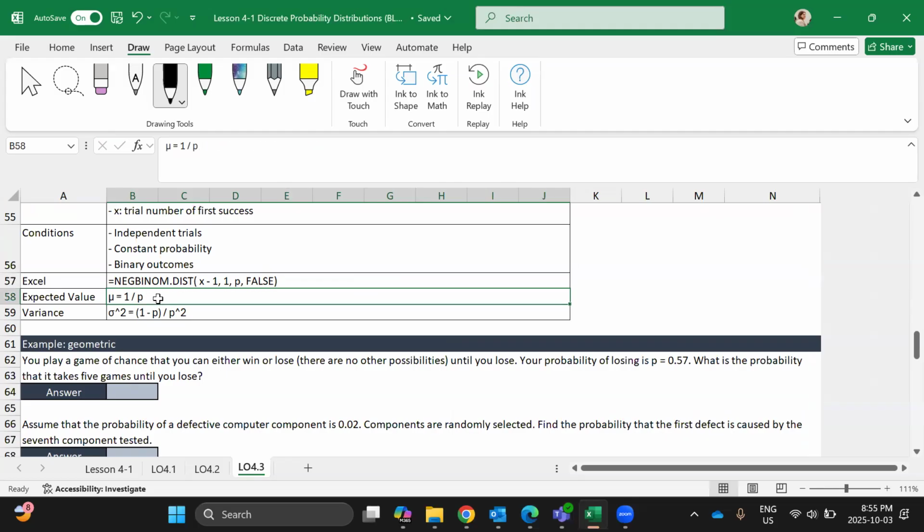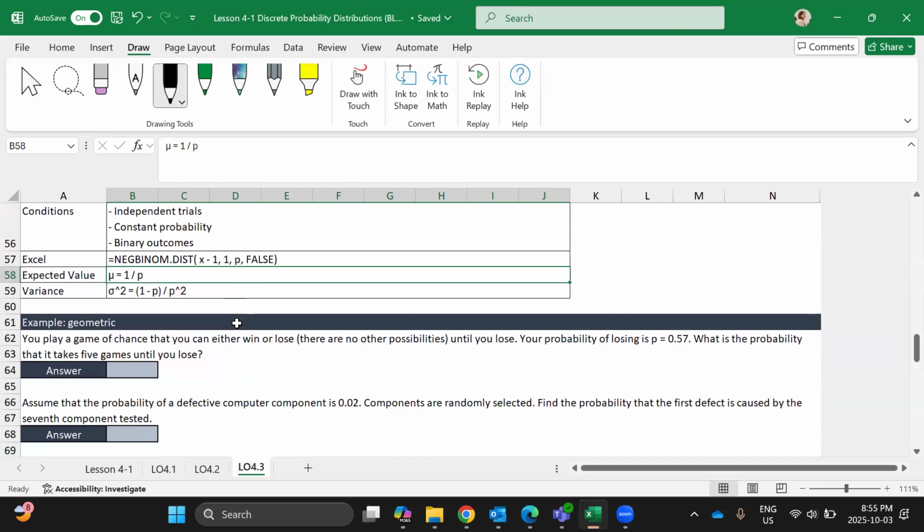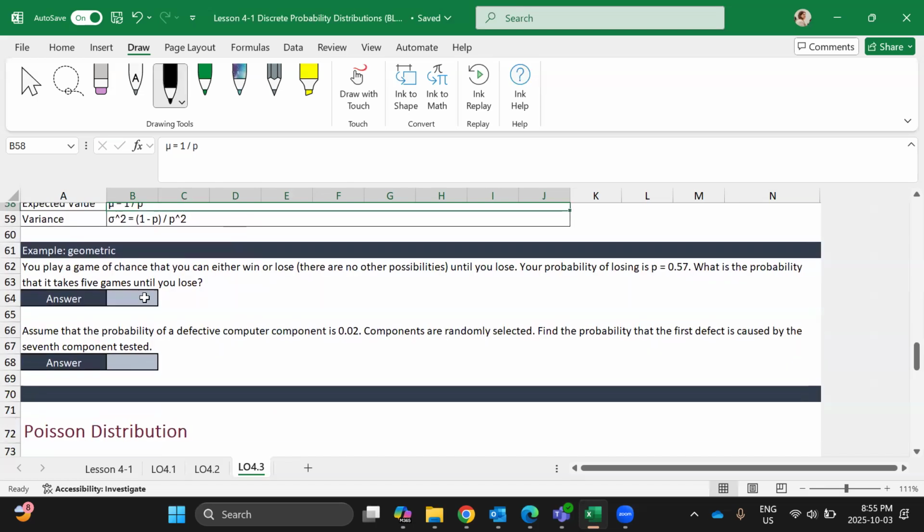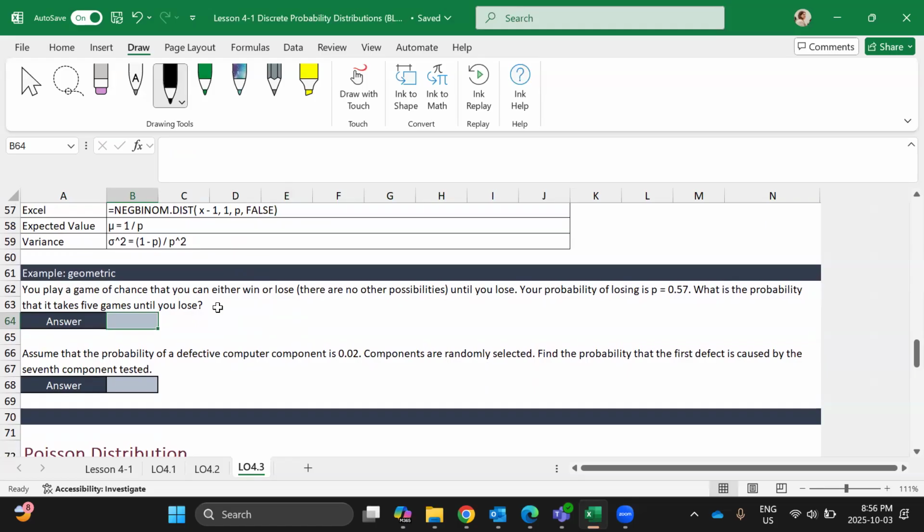There are shortcut formulas again for the expected value and the variance written here. The expected value is 1 over P, the variance 1 minus P divided by P squared. I'll show you some examples of how we can use the neg binom.dist formula to solve for the geometric distribution.